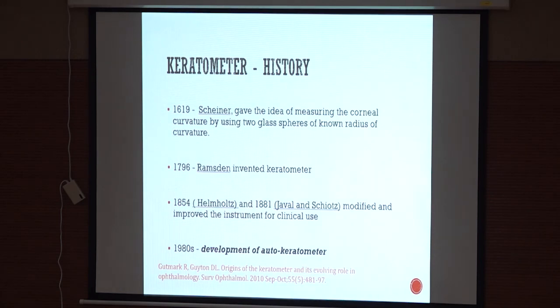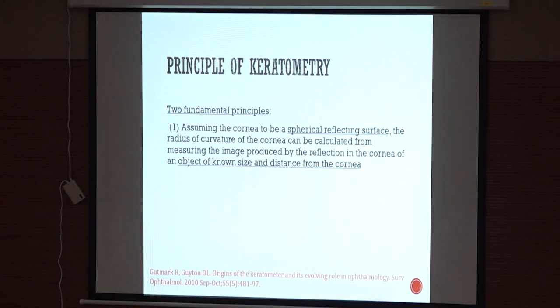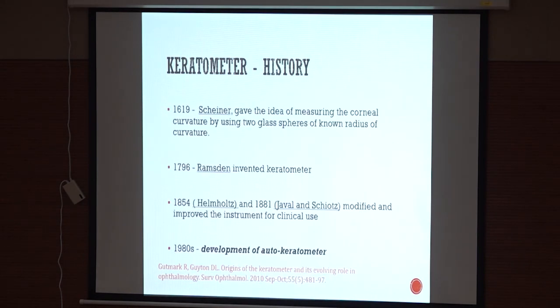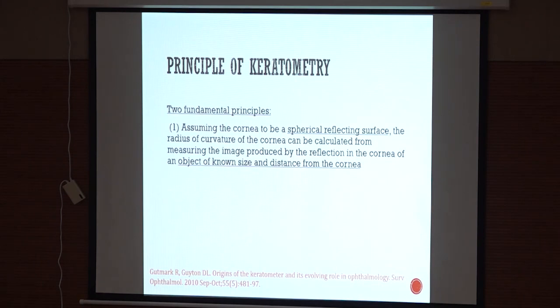So if we can just go through a brief history, it was in the 17th century that Scheiner gave the first idea of measuring the anterior curvature radius of the eye. However, the working keratometer was first given by Helmholtz and Javal and Schiøtz in the 19th century, while the automated keratometer came up only in the 1980s.